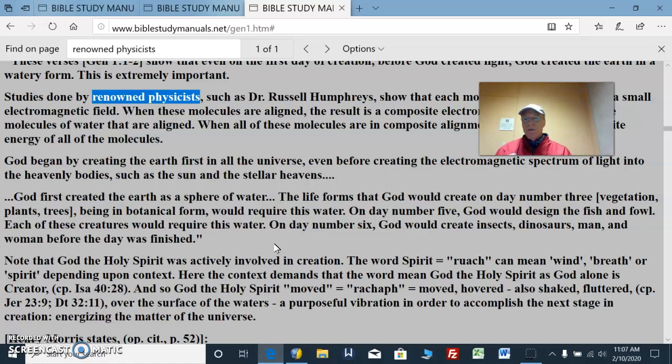Note that God, the Holy Spirit, was actively involved in creation. The Spirit, Ruach, can mean wind, breath, or spirit, depending upon context. Here the context demands that the word mean God, the Holy Spirit, as God alone is creator. Isaiah 40:28. So the Holy Spirit is God. And so God, the Holy Spirit, moved, hovered, also shook, fluttered, Jeremiah 23:9 and Deuteronomy 32:11, over the surface of the waters, a purposeful vibration in order to accomplish the next stage in creation, and that of energizing the matter of the universe. It's a lump of clay. Let's get to energizing it.